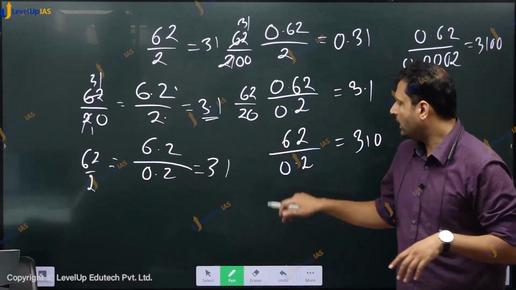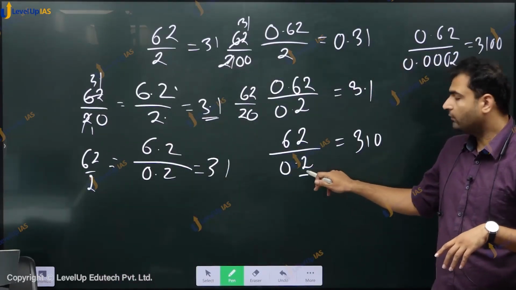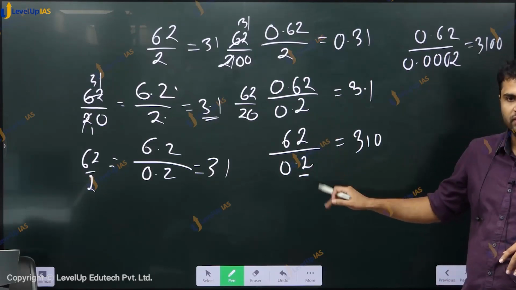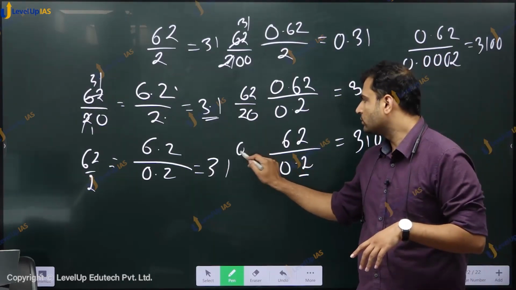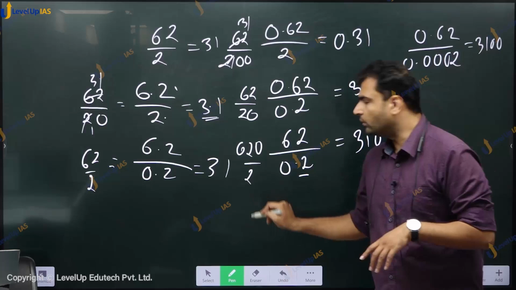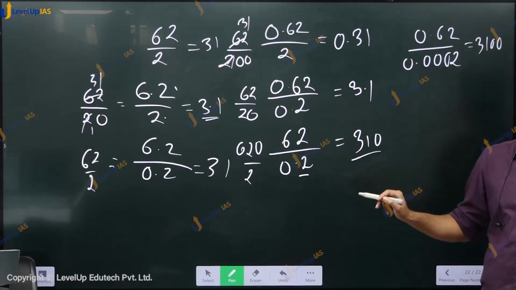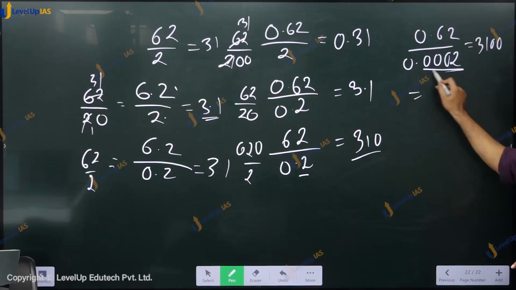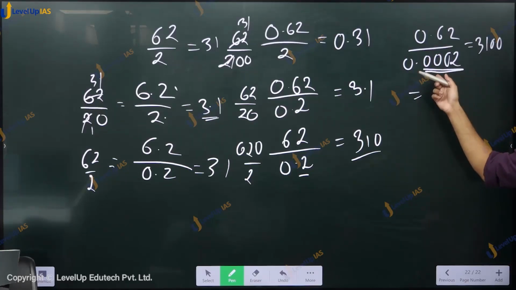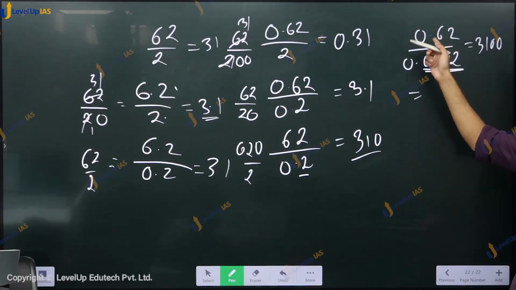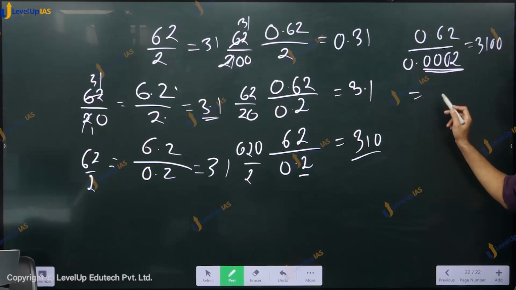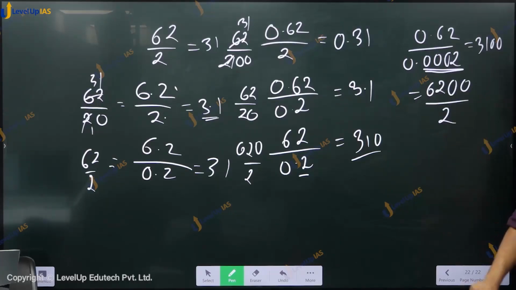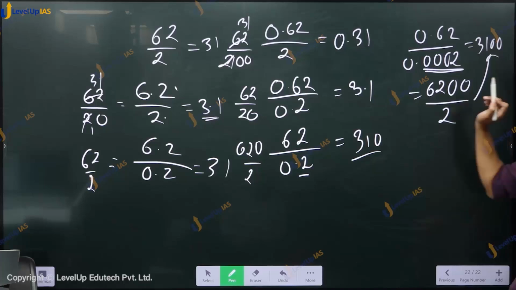In this question, you have 1 digit after decimal in denominator. Numerator has no issue. So we multiply by 10. So here we get 620. Here we get 2. This is 310. Here we need 10 raised to 4. You have to multiply by 10,000. And here by 100. So we multiply by 10,000, the bigger of the two. So you get 6200 divided by 2, which is 3100.